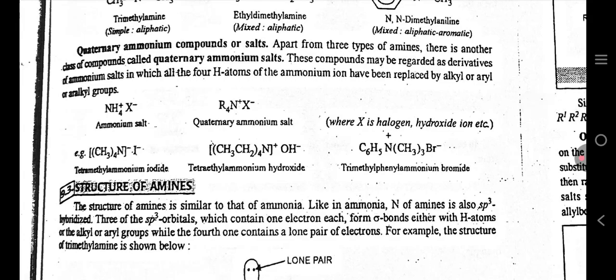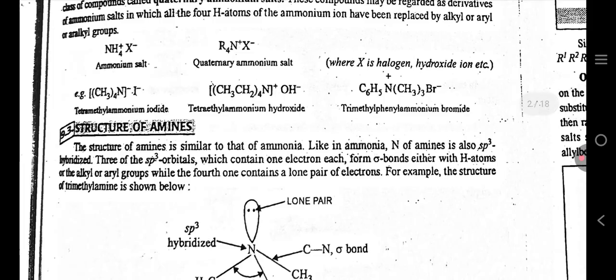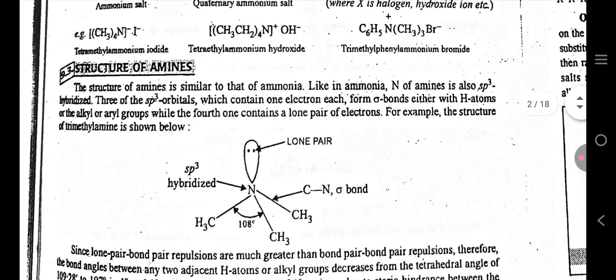Quaternary ammonium compounds or salts. Apart from the three types of amines, there is another class of compounds called quaternary ammonium salts. These compounds may be regarded as derivatives of ammonium salts in which all the four H atoms of the ammonium ion have been replaced by alkyl or aryl or aralkyl groups. Ammonium salt, quaternary ammonium salt, tetramethylammonium iodide, tetraethylammonium hydroxide.